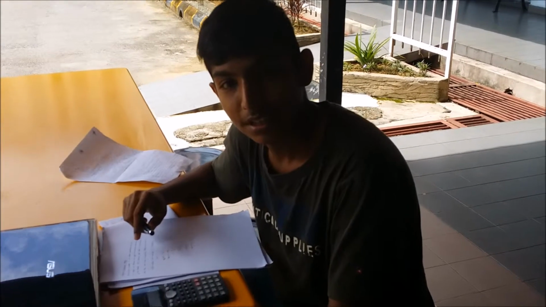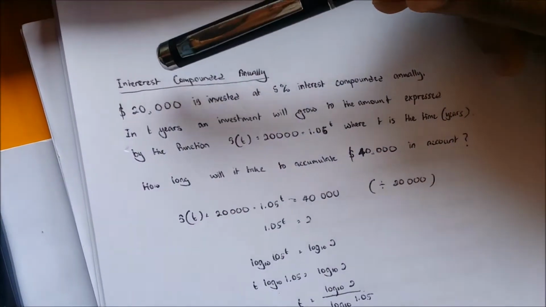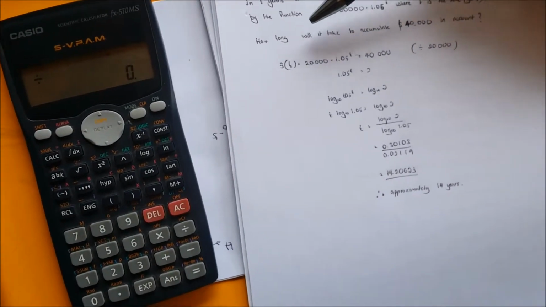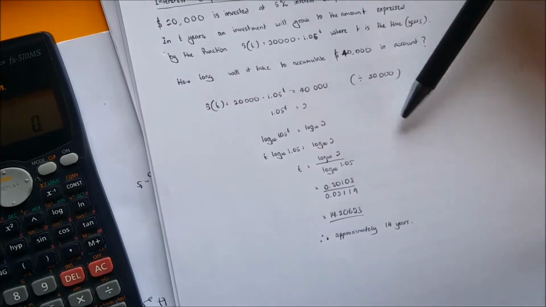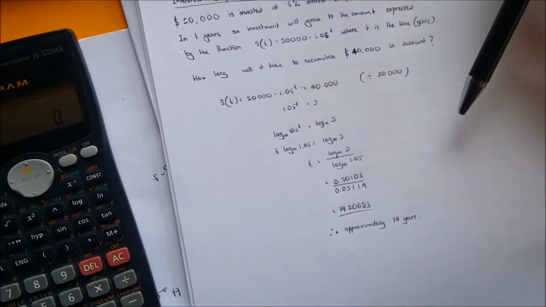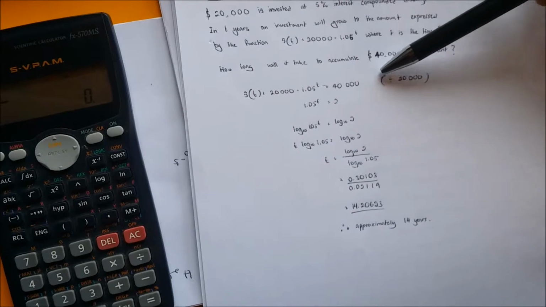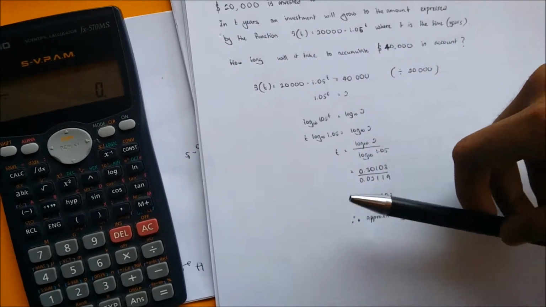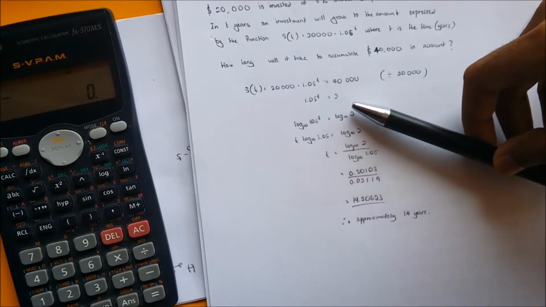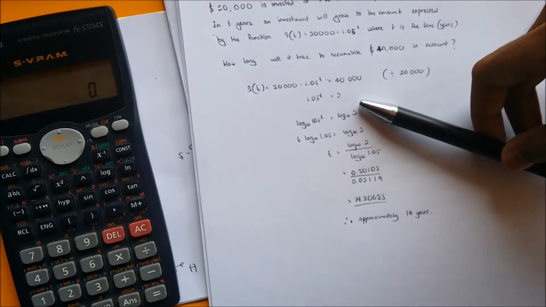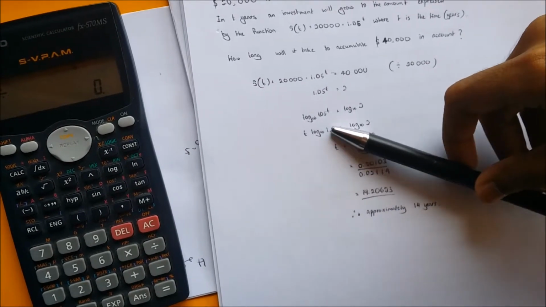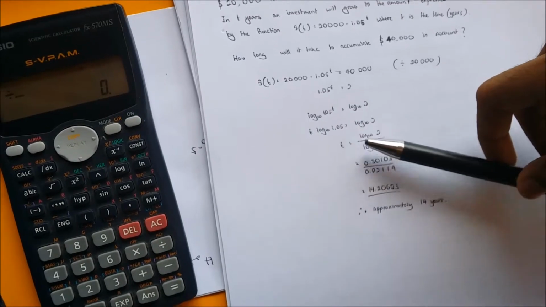Hi, my name is Ashraf and I'm going to talk about one of Napier's logarithm applications, which is interest compounded annually. So from the question we know that S_t is equal to 20,000 times 1.05 to the power of t, which is also equal to 40,000, which we want to find out. First we divide it by 20,000 and we will get 1.05 to the power of t, which is equal to 2. We apply log base 10 to both sides of the equation and we will get like this.